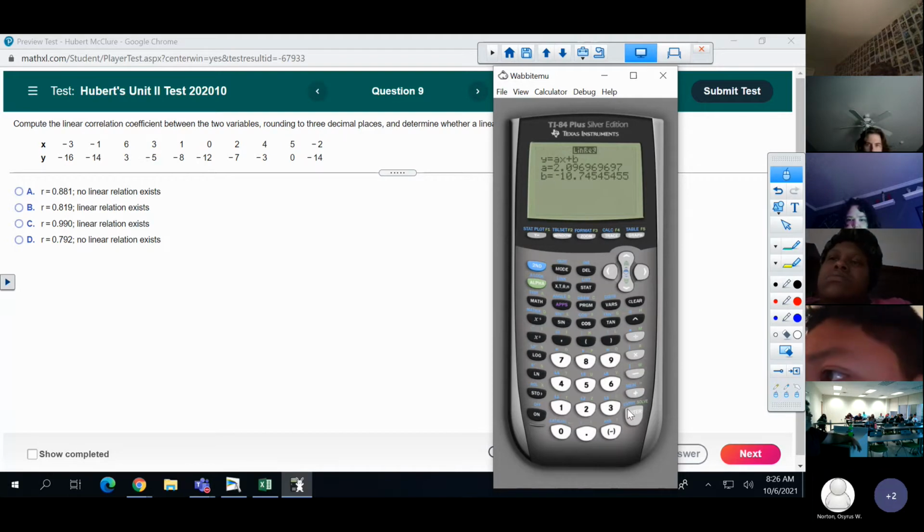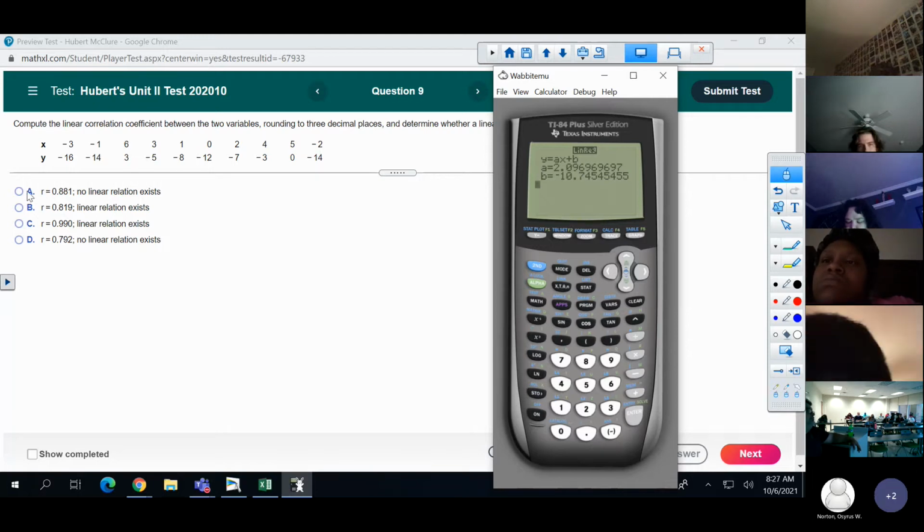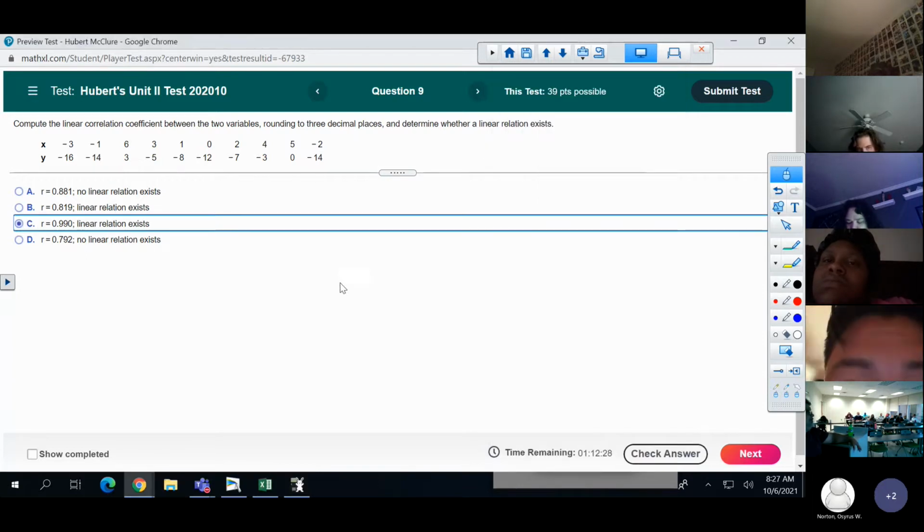Since I don't have my display on, because it resets every time I turn the computer on, I don't have any idea. So somebody tell me which one is the answer. A relationship does exist. So it's either Bravo or Charlie. Charlie, thank you. Because C sounds like B when y'all say it.